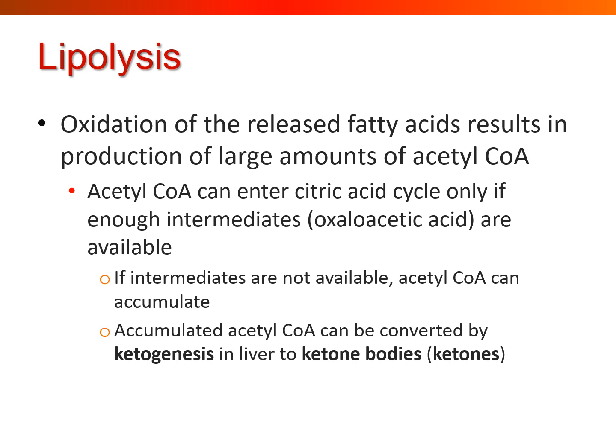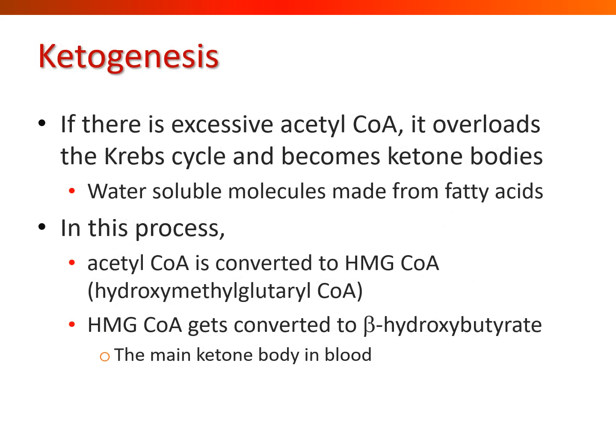Well, if that's not available, then the acetyl CoA will accumulate. And when we have an accumulation of acetyl CoA, it gets converted by the liver into ketones. So the liver is going to do something with that 2-carbon intermediate, and it converts it into ketone bodies. If there is excess acetyl CoA, it's basically going to overload the Krebs cycle and become ketone bodies.